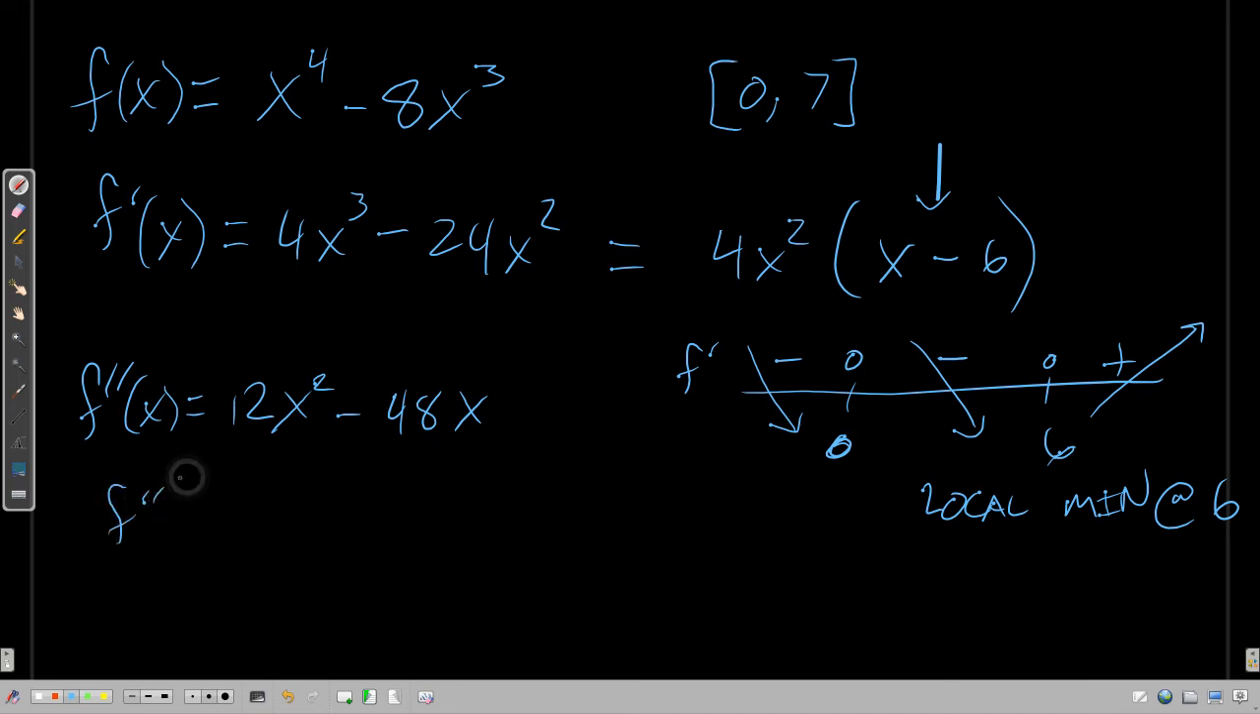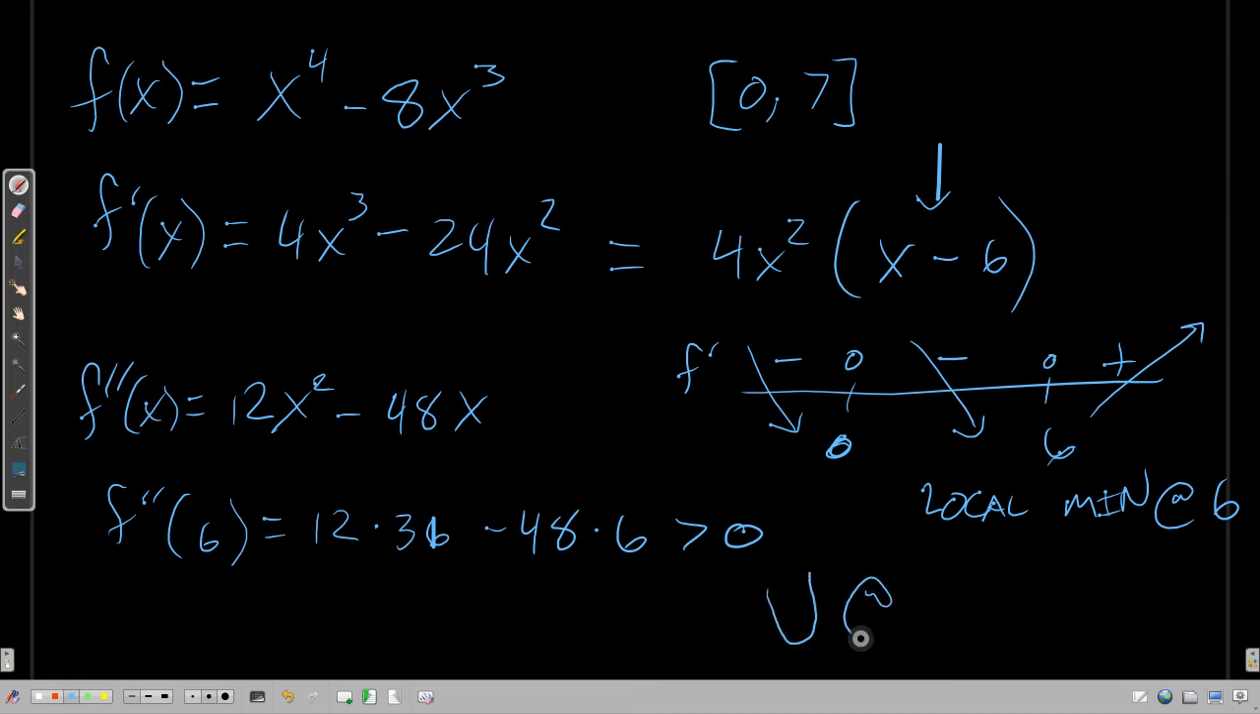So then f double prime of 6 would be 12 times 36 minus 48 times 6, and that's going to be positive. And so since it's positive, it's concave up when x is 6, so you know it makes a local minimum at 6.